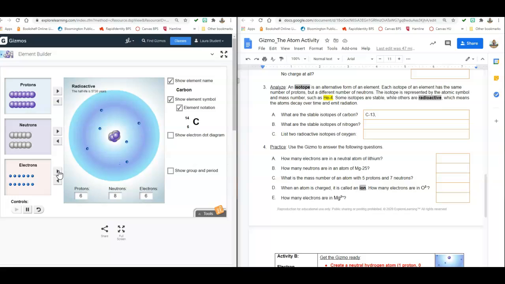All right, so let's take a look at nitrogen now. So it says, what are the stable isotopes of nitrogen? Well, if we add a proton, we get to nitrogen. And it says that nitrogen 15 is also stable. Let's see what happens when we take away a neutron. Well, now we get to nitrogen 14. Nitrogen 14 is also stable. All right, so those are two stable isotopes. Let's see if there's more.